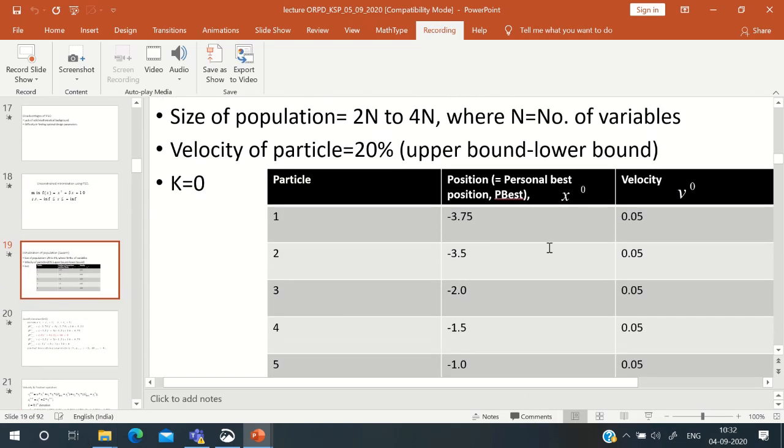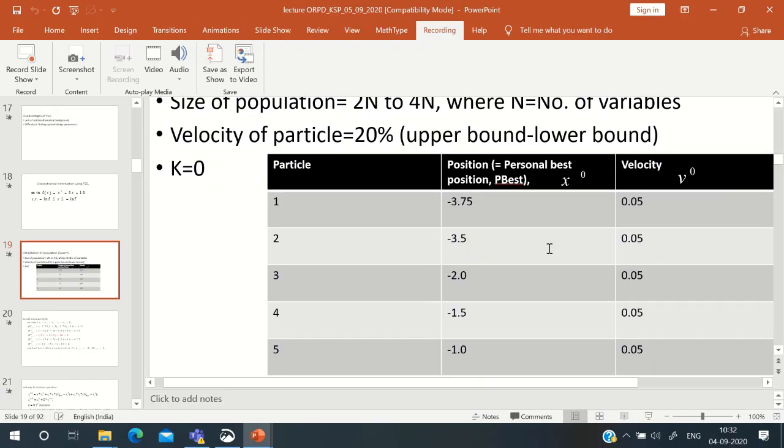Now, what is the first step? Initialize the population of particles. So you can consider any number of particles. In this case, I have considered 5 particles. You can take 10 particles, 20 particles, right? But for a large scale optimization problem, you can consider 100 particles. Generally, we don't consider more than 100 particles. So 100 particles is the final value, beyond which we don't consider. In this case, I will consider 5 particles.